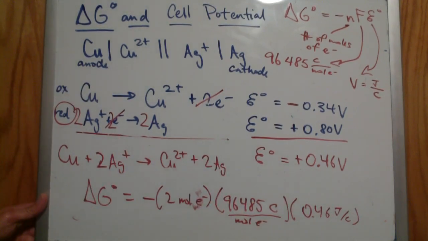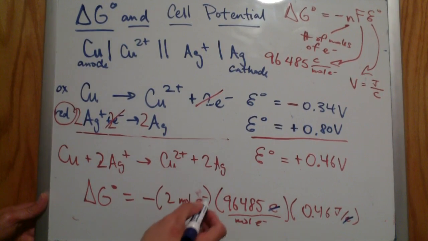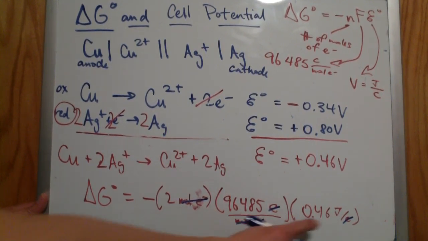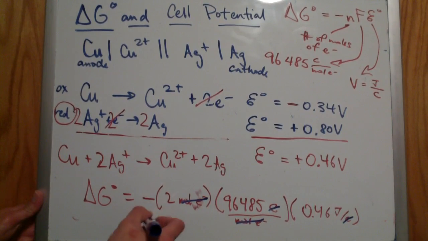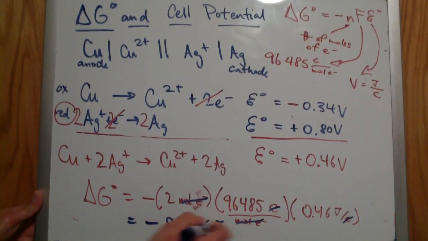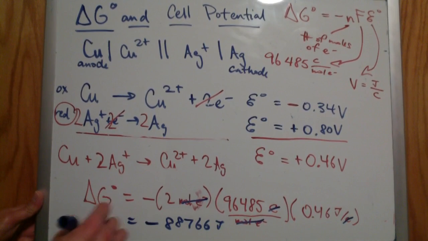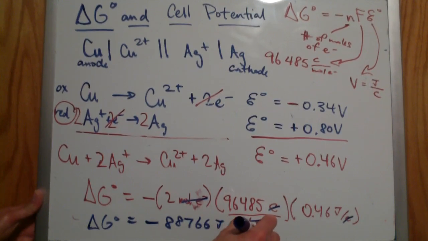If we play the cancel out game, the coulombs will cancel out, the moles of electrons will cancel out, and we're left with joules. And we do the calculation here, and we end up with negative 88,766 joules for delta G naught. And then, of course, that would be joules per mole reaction.